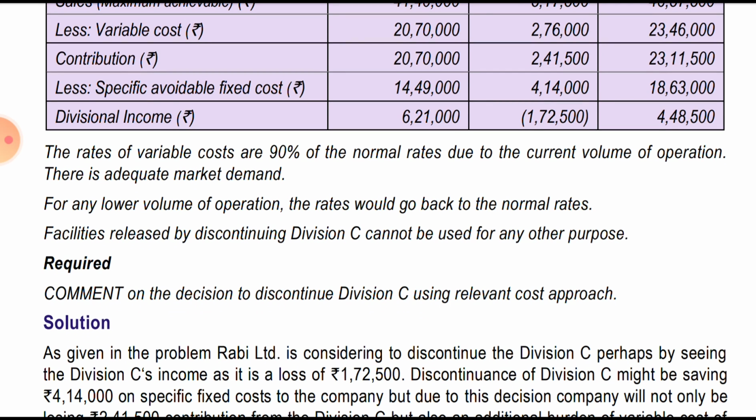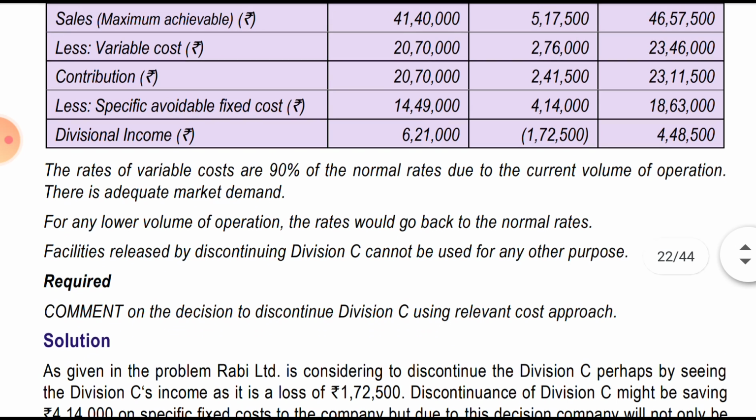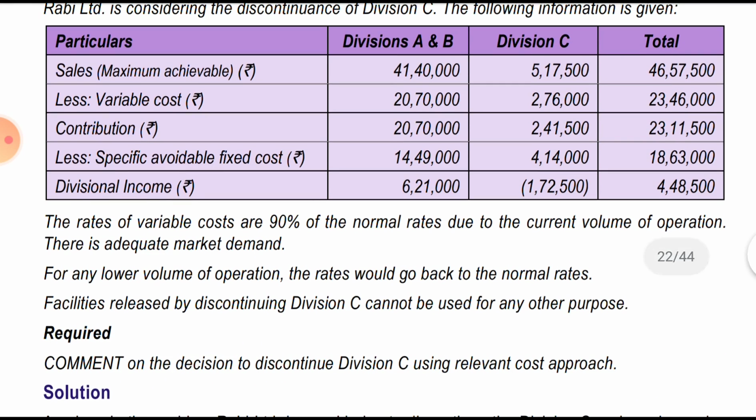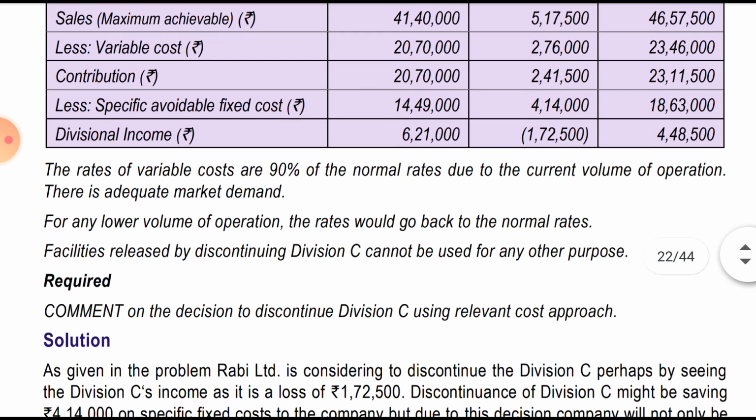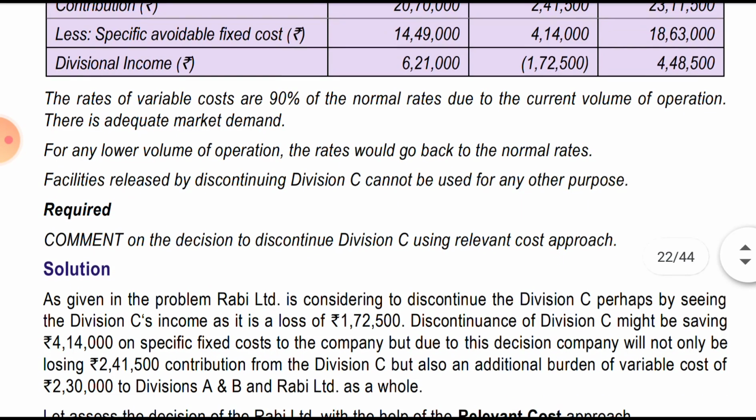Facilities released by discontinuing division C cannot be used for any other purpose. That is, the resources released by the discontinuance of C will not be used for any other purpose. Comment on the decision of discontinuance of C using the cost approach.